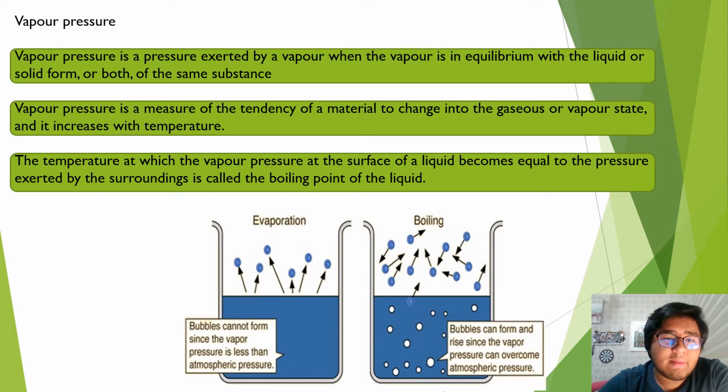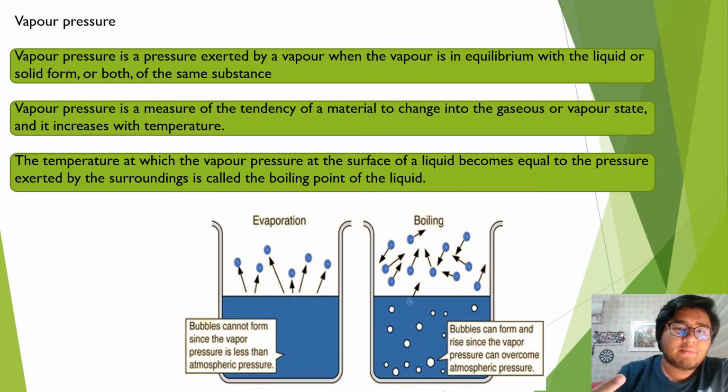Okay, so vapor pressure is a measure of the tendency of a material to change into the gas or vapor state, and it increases with temperature. Next, the temperature at which the vapor pressure at the surface of a liquid becomes equal to the pressure exerted by the surroundings is called the boiling point of the liquid. I think we all know that when we boil water, it will transform into a vapor state.